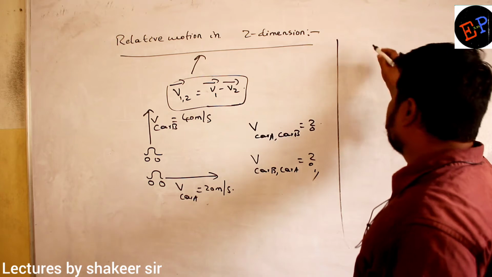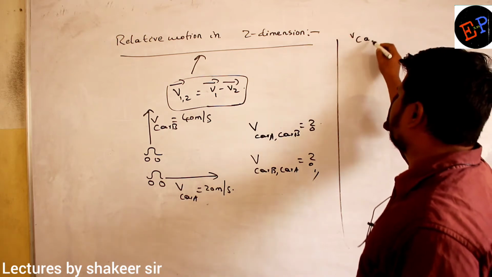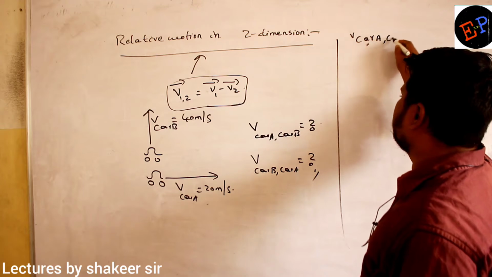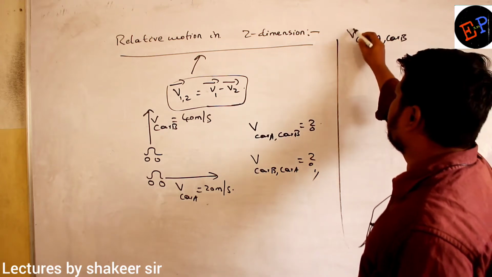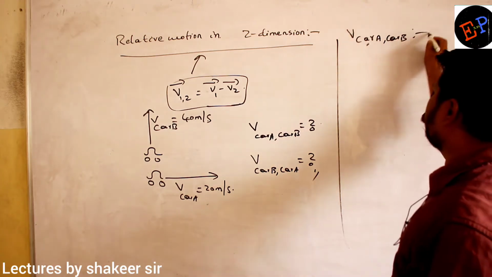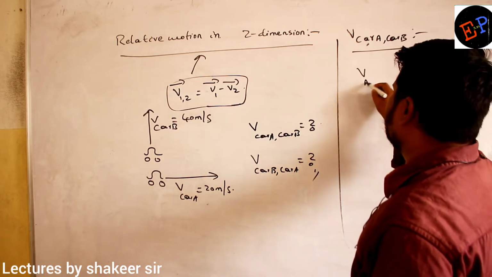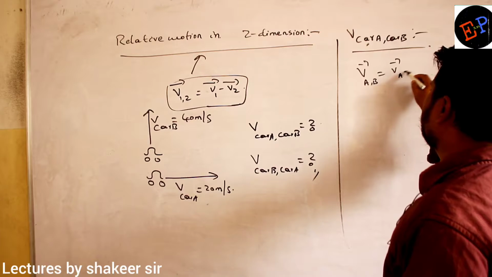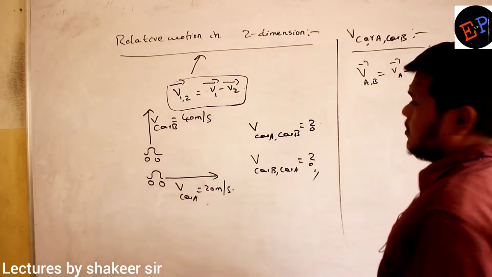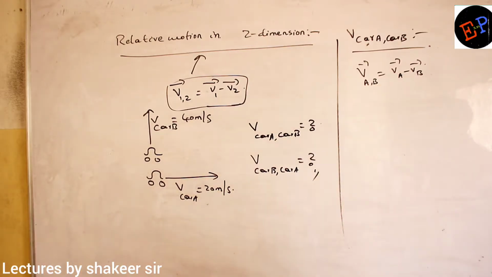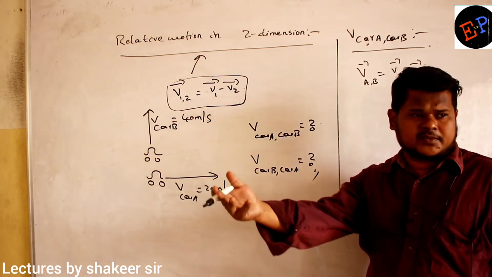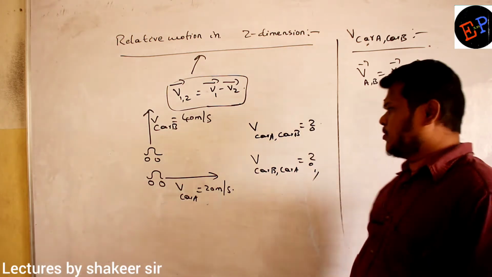So first of all we will find the velocity of car A with respect to car B. How do I write this? The velocity of car A with respect to car B can be written as V_AB, which is VA minus VB. Relative motion: V12 is nothing but V1 minus V2.